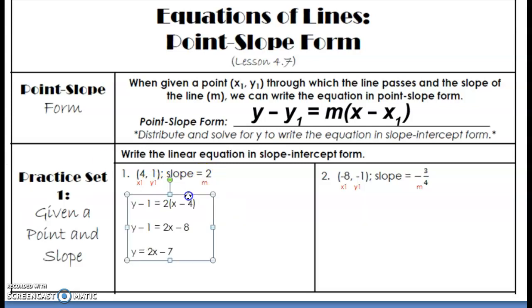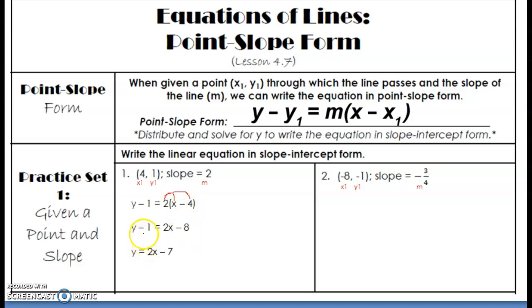When I plug it into the equation, we get y minus our y1, which is 1, equals 2 parentheses x minus our x1, which is 4. To simplify this, we really need to be distributing. So we would distribute the 2 to both things in parentheses. So 2 is being distributed to x. That's how we got 2x. And 2 times negative 4 equals negative 8.